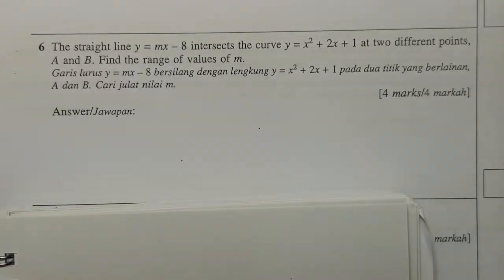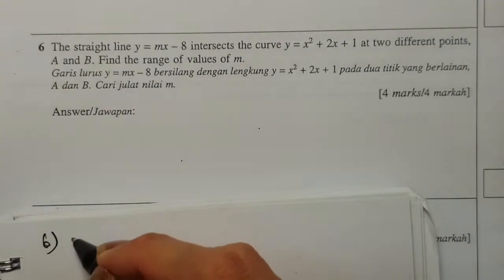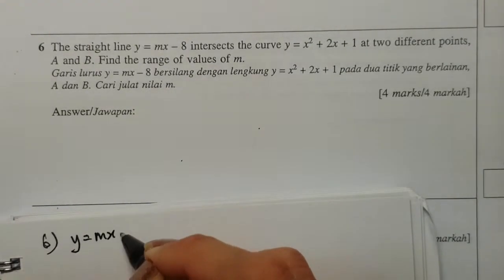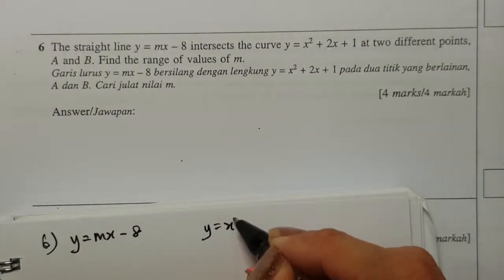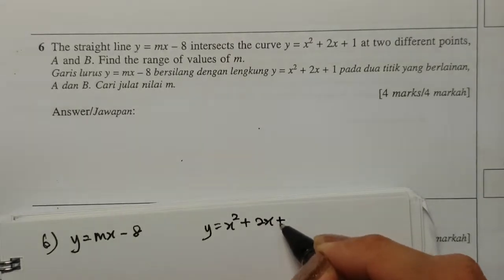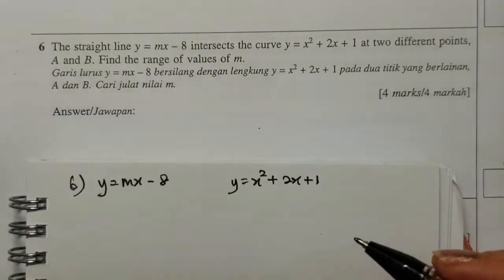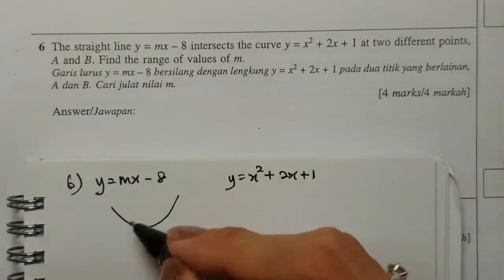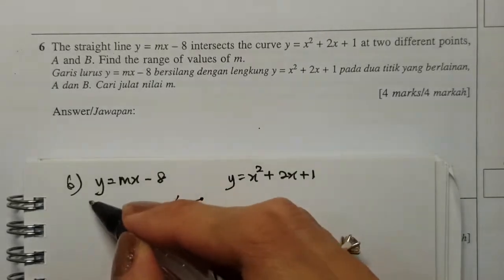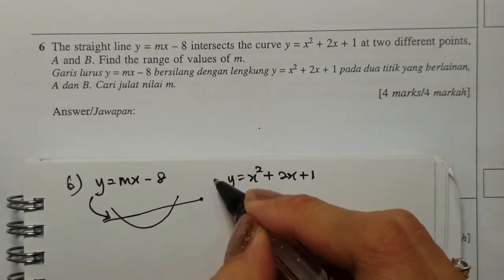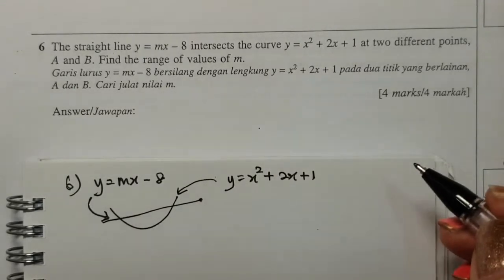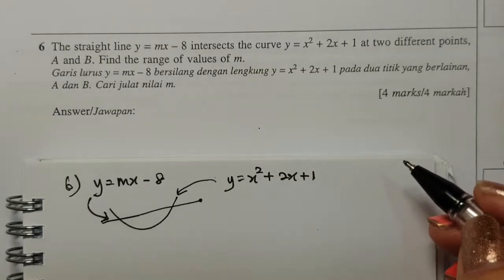Okay, this is Kertas model SPM4, paper 1. Question number 6. We have the straight line y equals mx minus 8 intersect with the curve y equals x squared plus 2x plus 1 at 2 points. That means I have a curve and a straight line. So this is the equation of this straight line, and this will be the equation of the curve. All right, so we need to find the range.